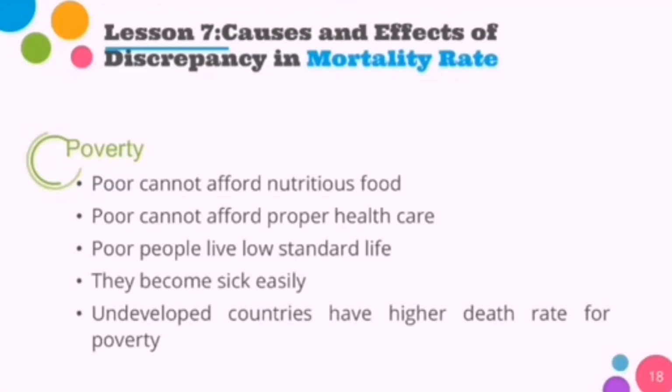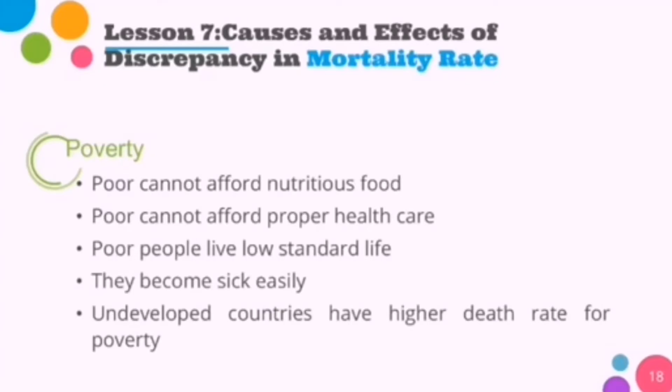Poor people cannot afford nutritious food, so they lack proper nutrition. And most of the time, they suffer from various kinds of diseases. And for treating these kinds of diseases, they cannot afford proper health care also. As they live a very low standard of life, where they become sick easily and are also unable to afford proper health care, most of the time it leads them to death. Underdeveloped countries have higher mortality rate for the poverty.